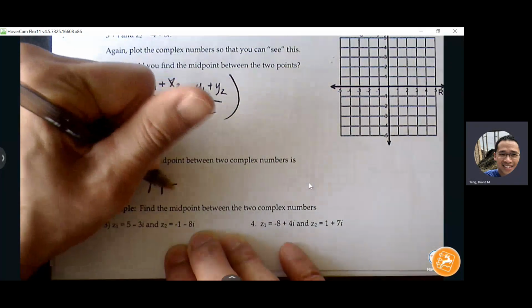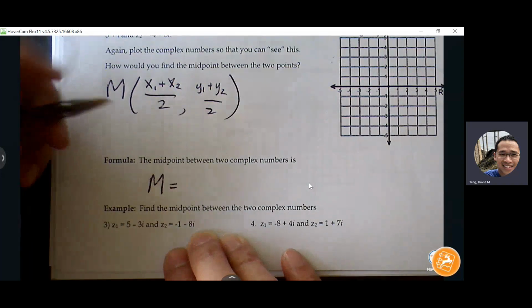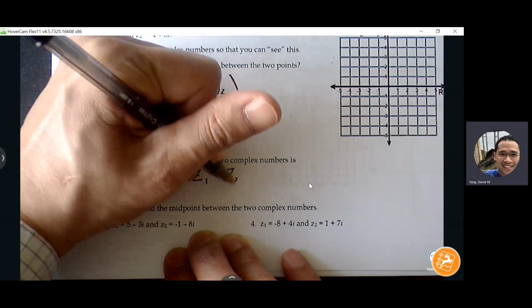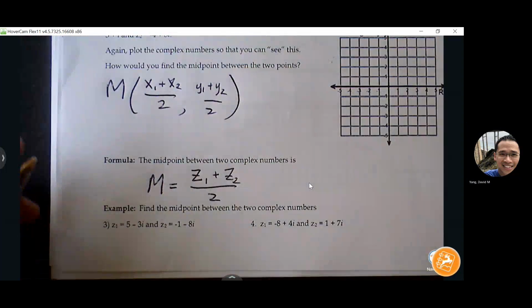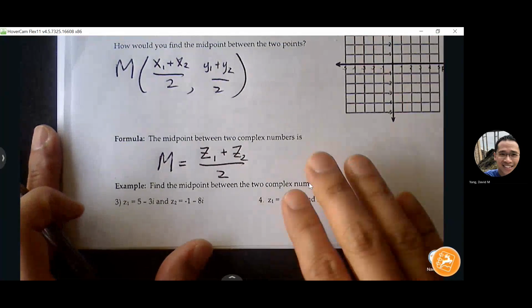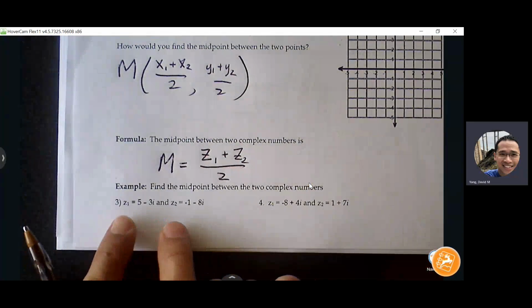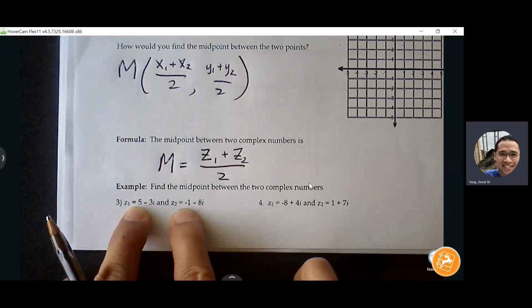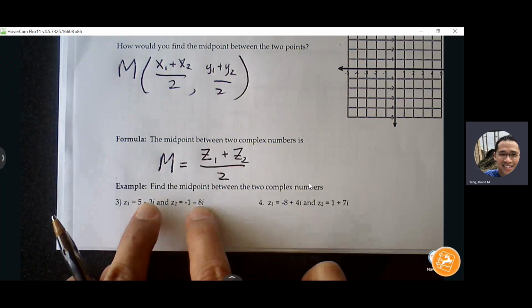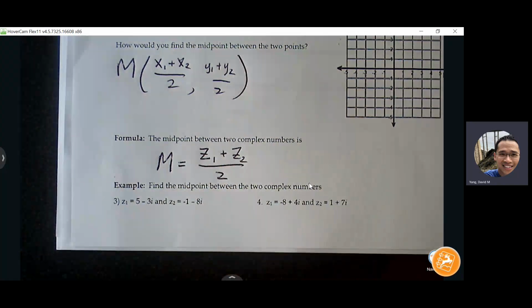So the midpoint formula between two complex numbers is just z1 plus z2 divided by 2. So in other words, I can add the real components together between the two complex numbers, add the imaginary components of the complex numbers together, and then divide by 2 for each of them.